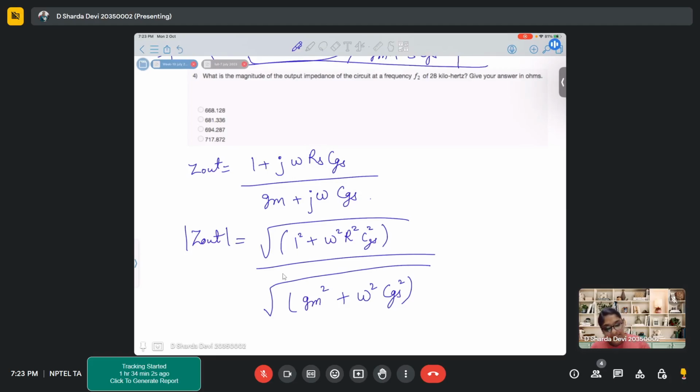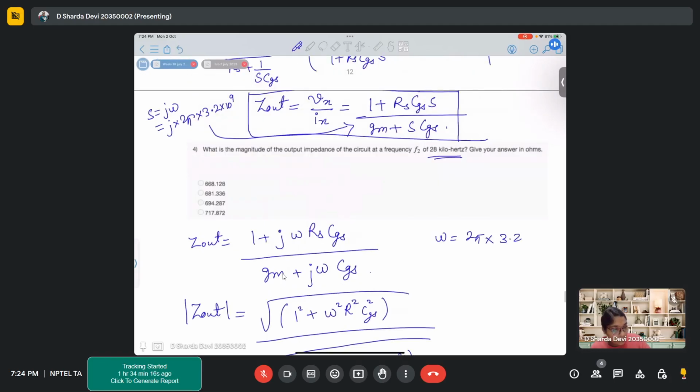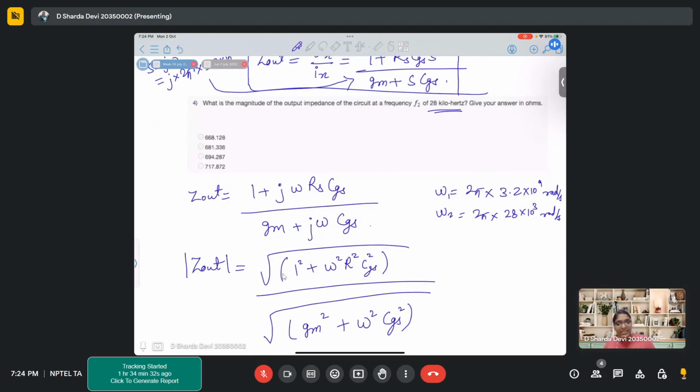Now the second question, this fourth question, is again the same. Magnitude of output impedance of the circuit for the frequency has changed. So first, ω1 is 2π × 3.2 × 10^9, and ω2 is 2π × 28 × 10^3 radian per second. So for these two frequencies, what are the magnitudes that we are getting?